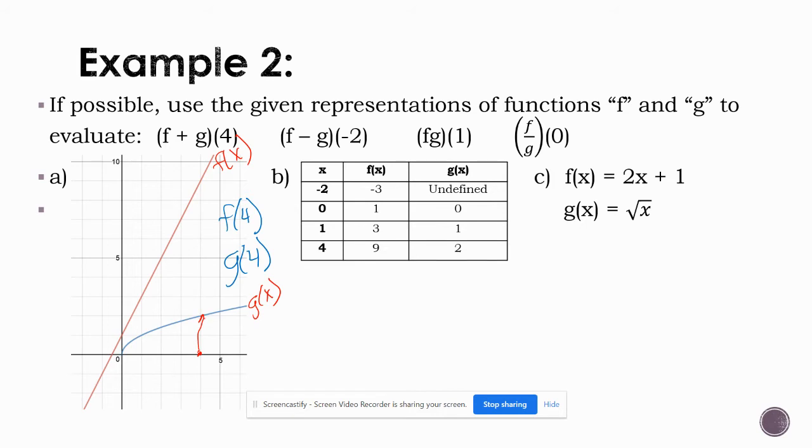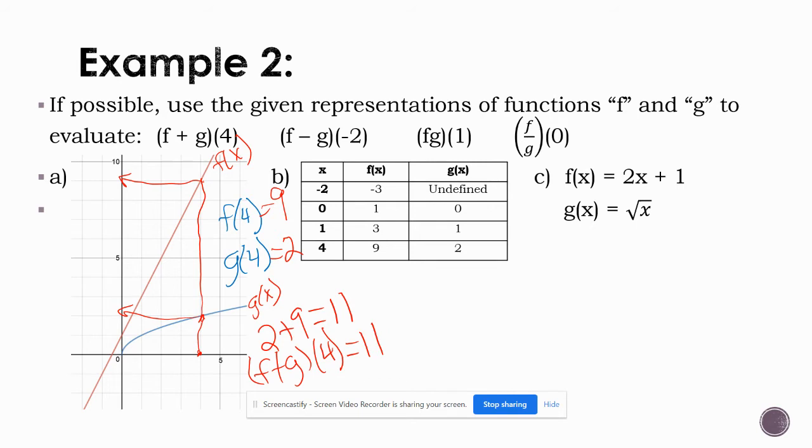So matching 4 up to this line for G and taking a look, that Y value is 2. And then if we match it up here to F and find that Y value, that's 9. And so 2 plus 9 is 11. So for example A, F plus G of 4 is 11.